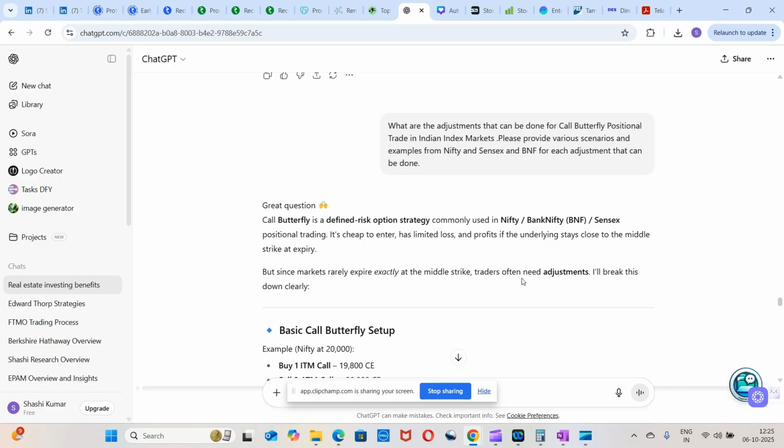Today, we're going to discuss a strategy called call butterfly positional trade. It's for Indian index markets, and what adjustments we need to do for call butterfly positional trade in Indian index markets. We'll go through some scenarios and examples from Nifty, Sensex, and Bank Nifty, and what adjustment should be done in different scenarios. Okay. So, what is a call butterfly?